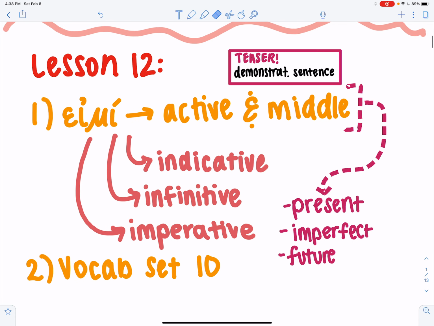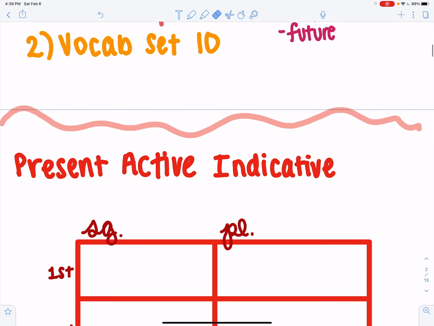So we're going to be looking at active and middle voice for ειμί in the indicative, infinitive, and imperative, and the present, imperfect, and future tenses. And then right at the end, we'll be doing our 10th vocab set, and our teaser for next week will be a sentence with a demonstrative in it. And if you don't know what that is, that's okay. We'll briefly go into it once we get there, and next week's lesson will be entirely about demonstratives. So let's jump right in.